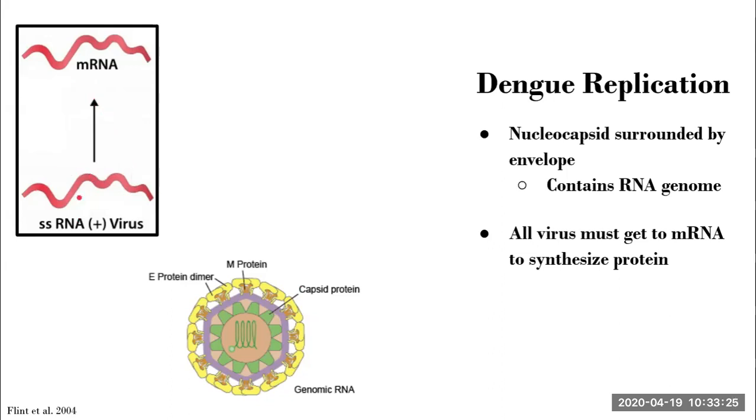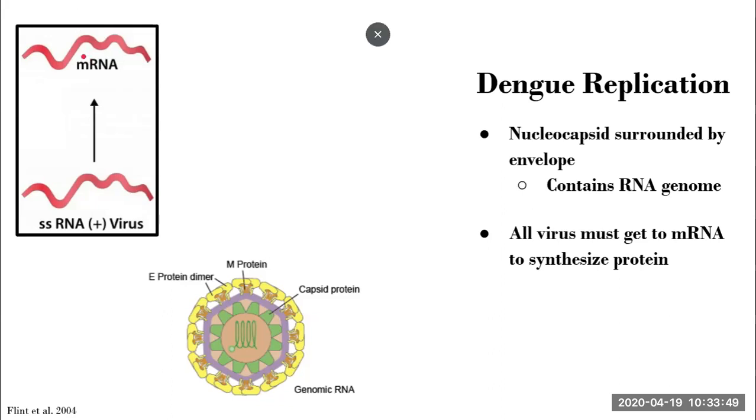Not all single-stranded RNA plus sense viruses immediately translate to protein. It's not a hard and fast rule, but in this case, dengue does. It will start synthesizing proteins immediately from its genome. Alternatively, you could go to a negative stranded intermediate and then make smaller mRNAs from that.